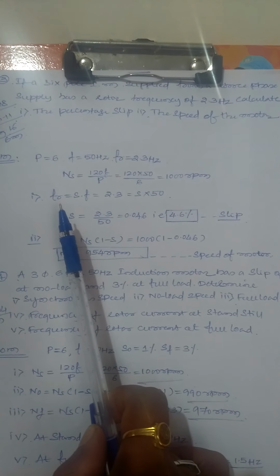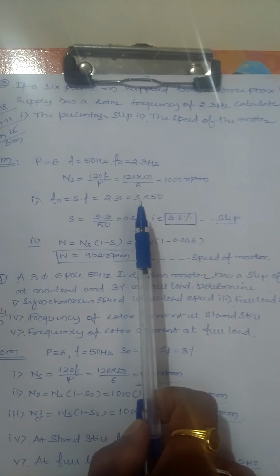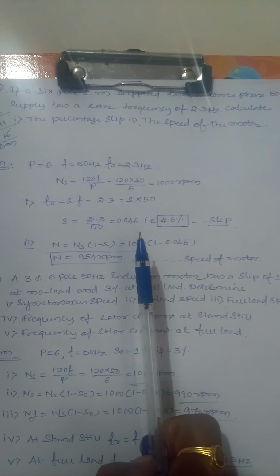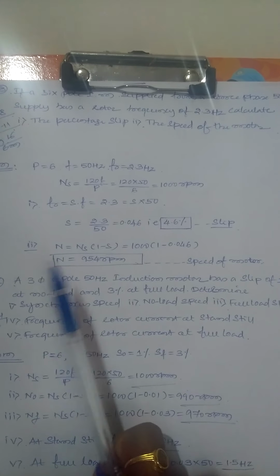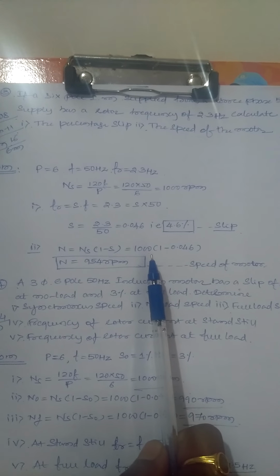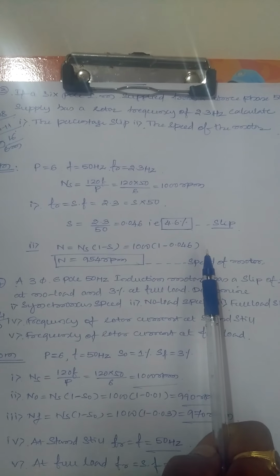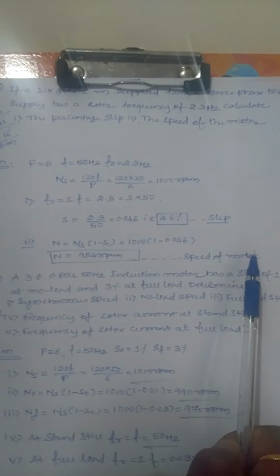First, the rotor frequency: Fr equals S into F. Rotor frequency is already given as 2.3. Slip is S as it is, into 50. S equals 2.3 by 50, that is 0.046, that is 4.6%. So 4.6% is the slip. Next, easily calculate N. N equals Ns into (1 minus S). Ns is 1000 RPM, just now calculated, so 1000 into (1 minus 0.046). N is 954 RPM, the speed of the motor.